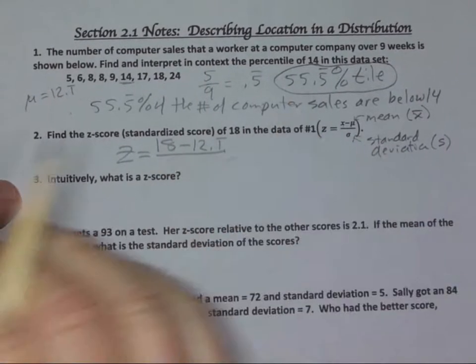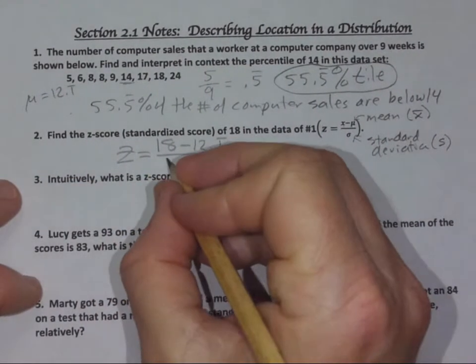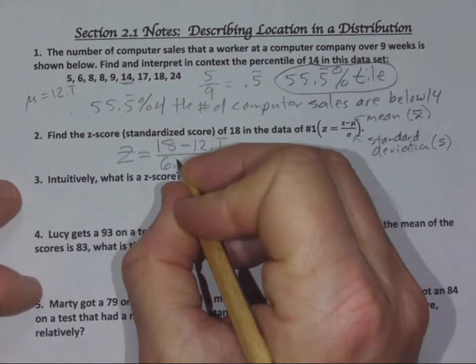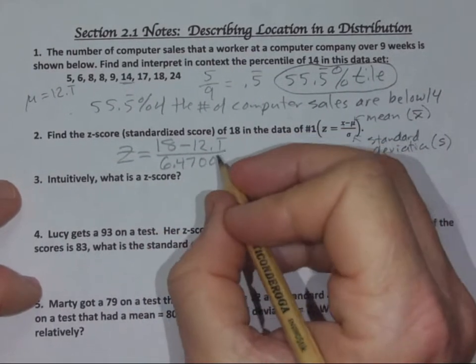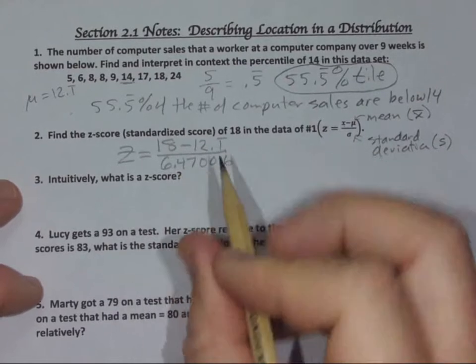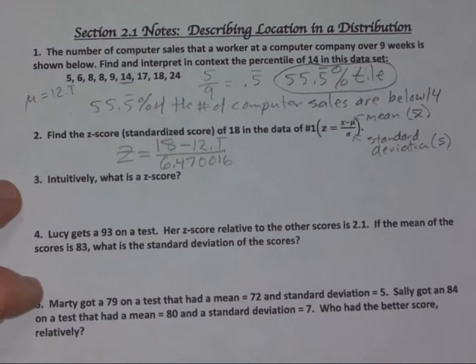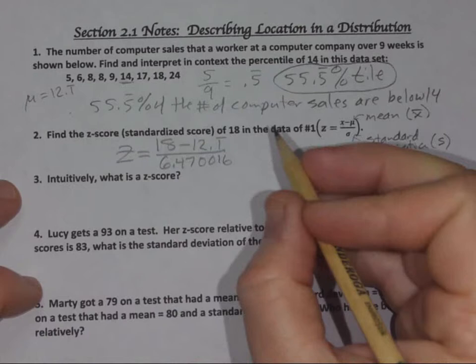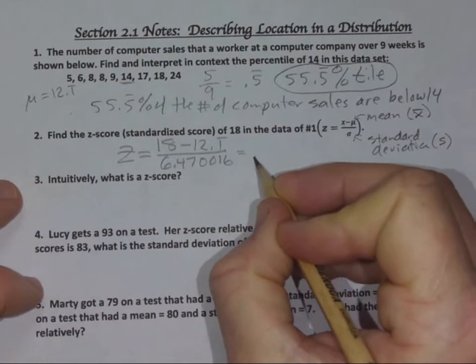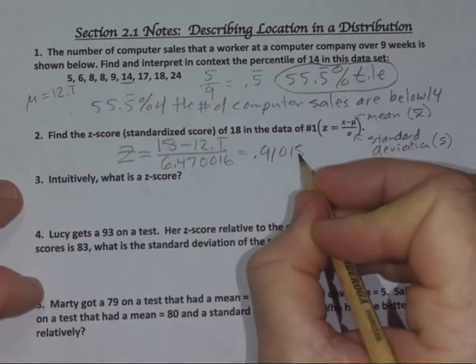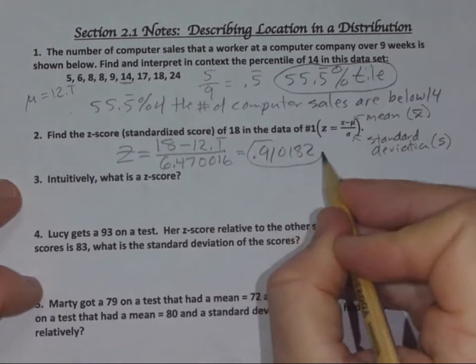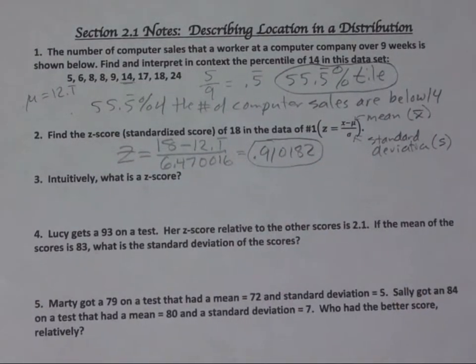And then the standard deviation, which I got off my calculator, and if you want to know how to find standard deviation, you can watch the last video we did on section 1.3, but it ends up being approximately 6.47, and so that in fact is equal to 0.910182. Plenty of sig figs there, and so we're a little less than 1 standard deviation above the mean.